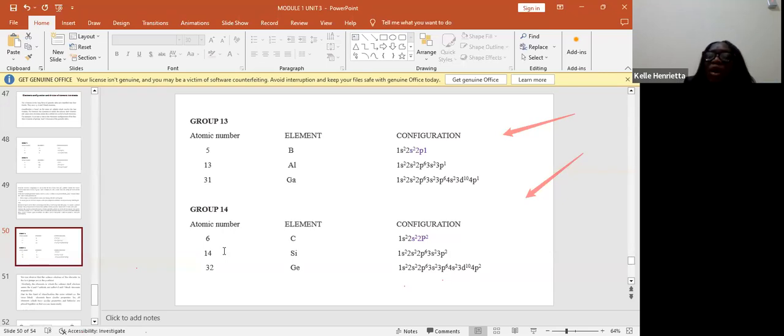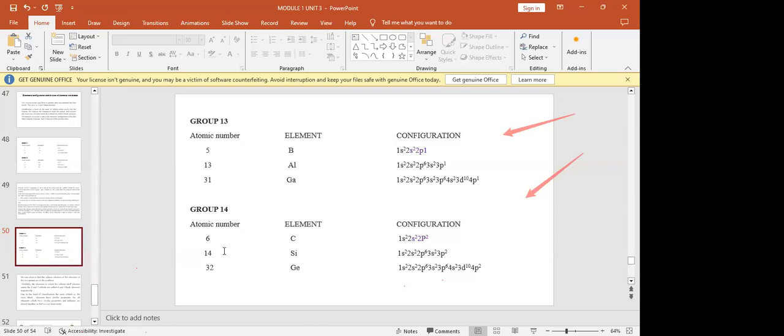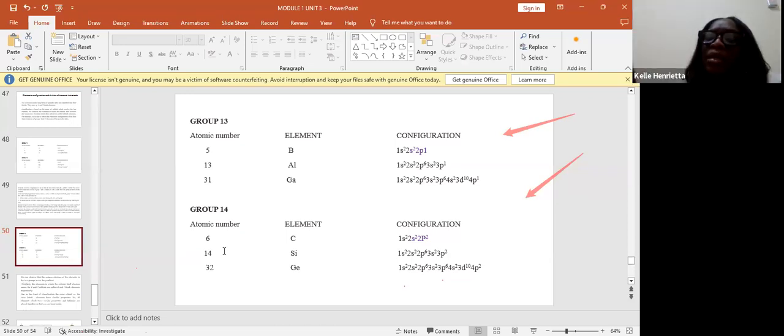For the d block element, once the outermost electrons are in the d orbital, it becomes a d block element. The same thing with f. If the valence electrons of those elements are in the f orbital, they become an f block element.